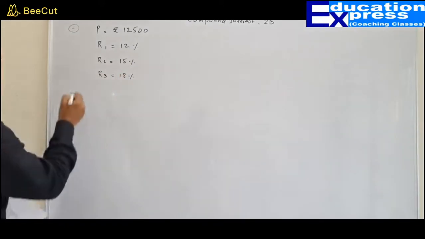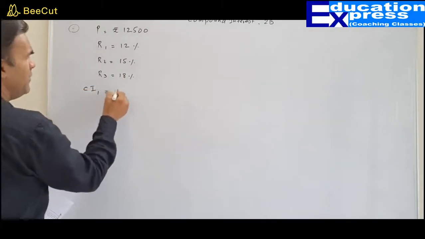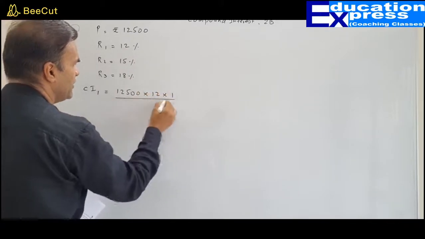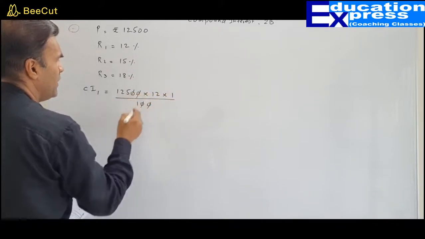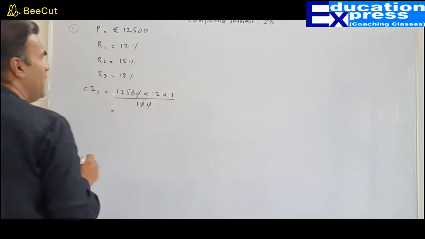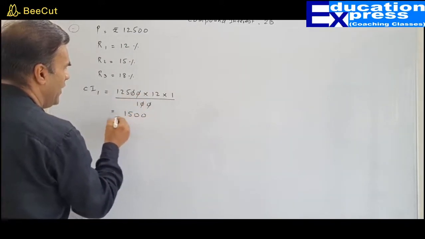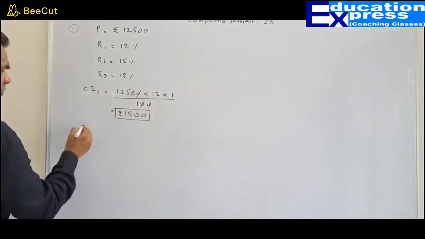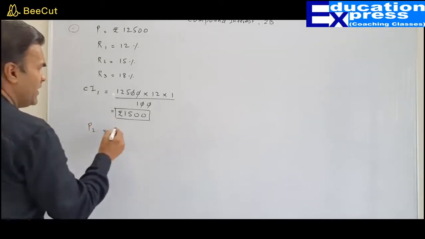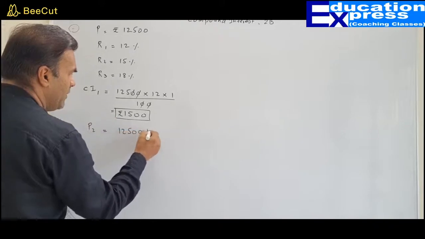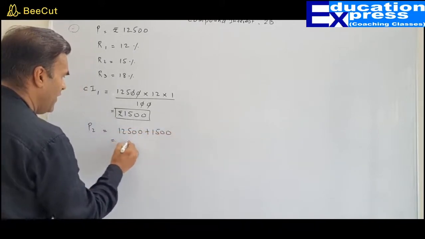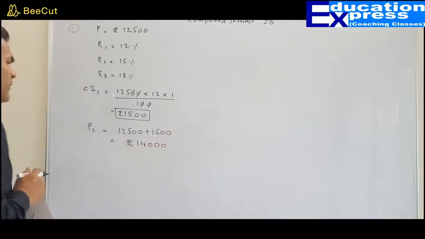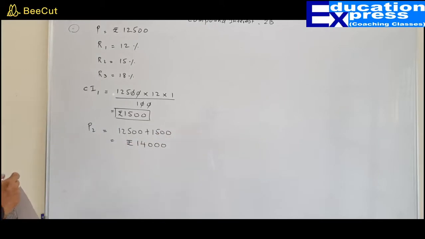Can we find interest for the first year? Of course, sir. CI1, 12,500 multiplied by 12% for the first year. So how much will the total come up to? Sir, 12,500 multiplied by 12, that's going to be 1,500 rupees. So the interest for the first year would be 1,500 rupees. Can we find out P2? Yes, sir. 12,500 plus 1,500. That will give you how much? Of course, 14,000, sir. So principal for the second year is 14,000.